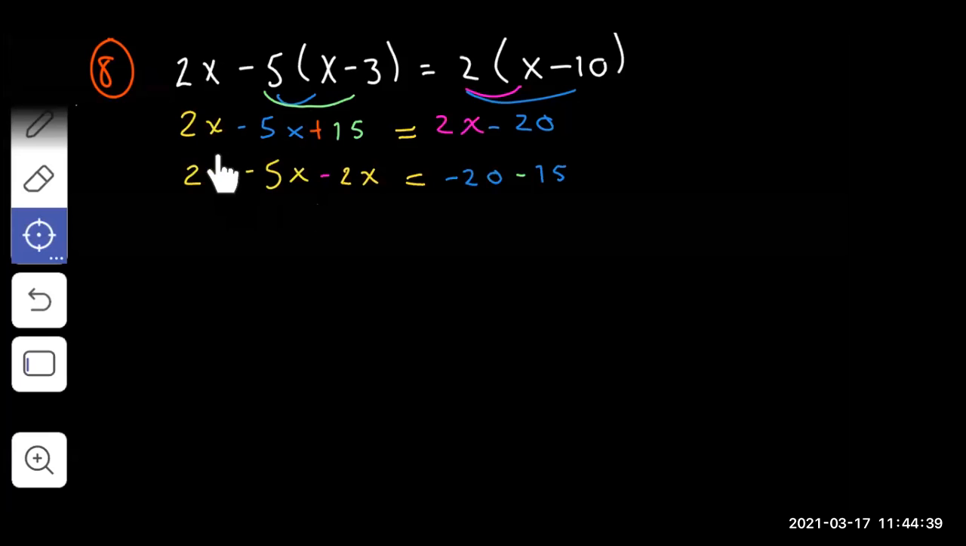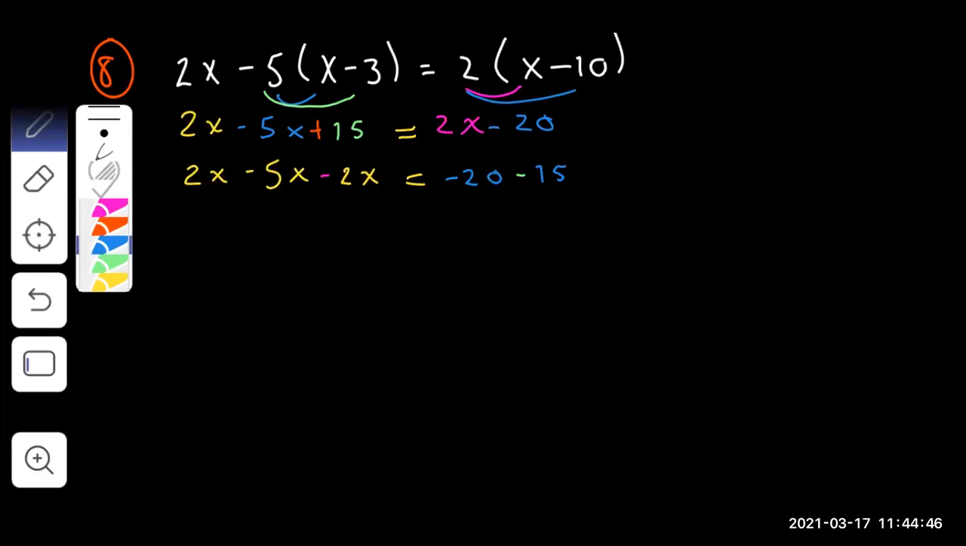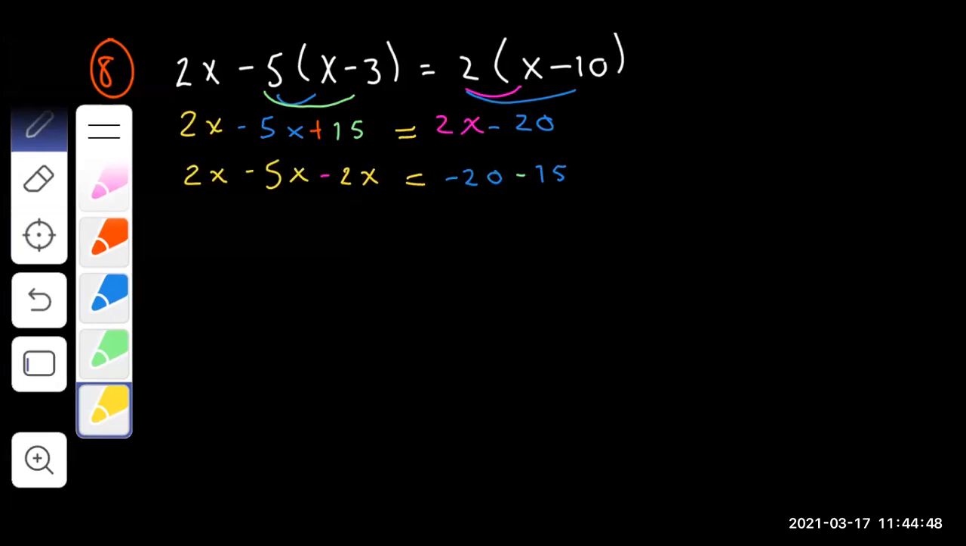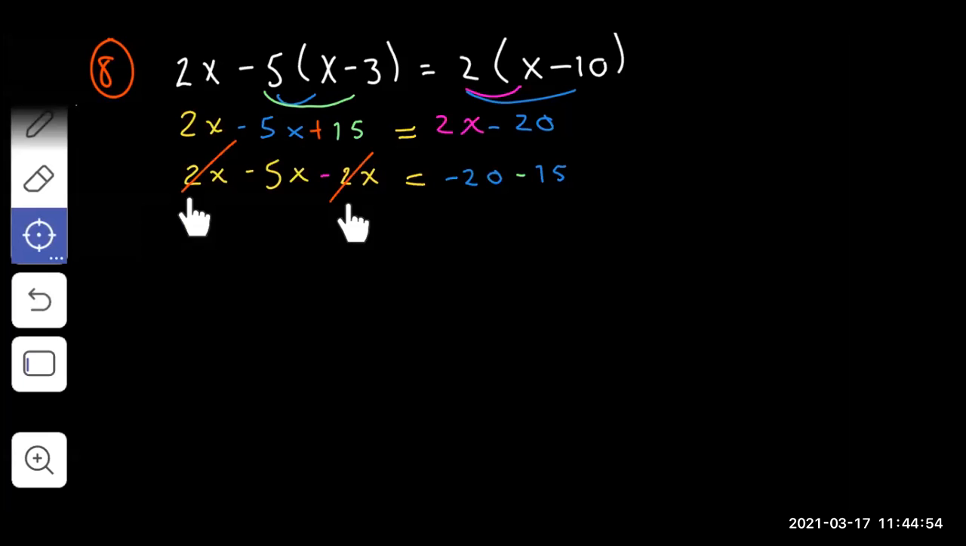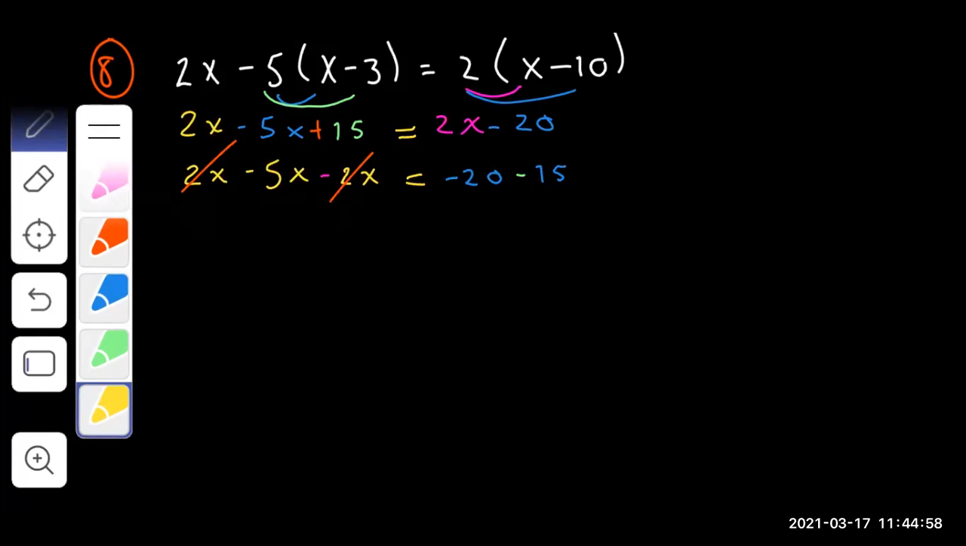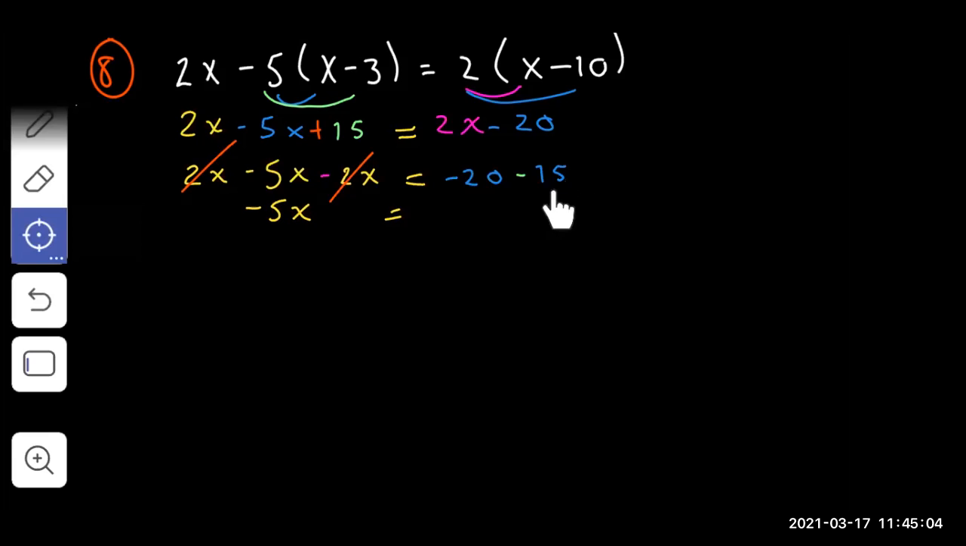Now we can simplify. 2 apples minus 5 apples minus 2 apples. What is that equal to? Negative 5. Notice this, guys. 2x minus 2x, this is 0, right? I can do it in this way, guys. What I'm going to get is just negative 5x. Equals this, negative 20 and minus 15.